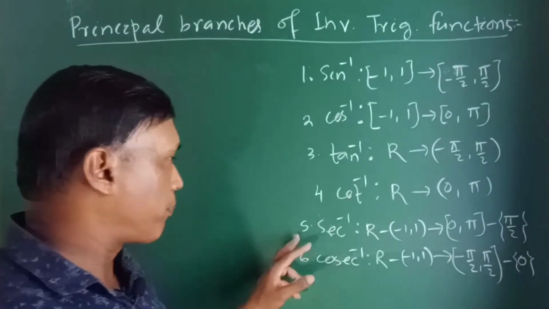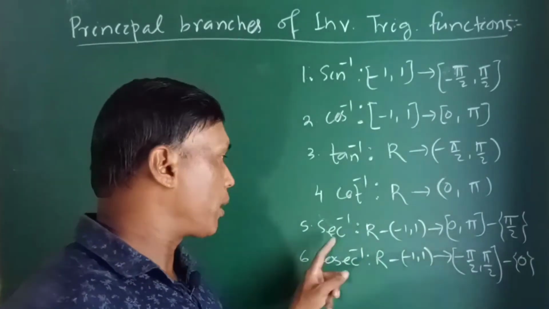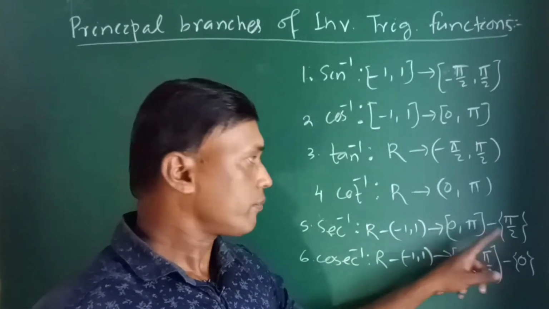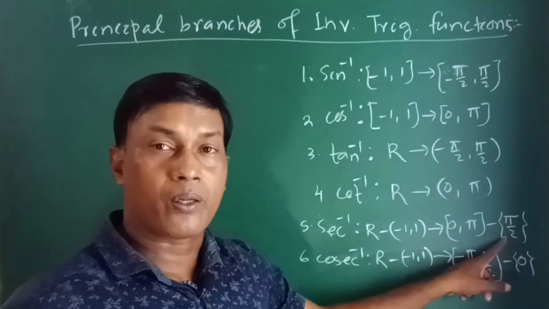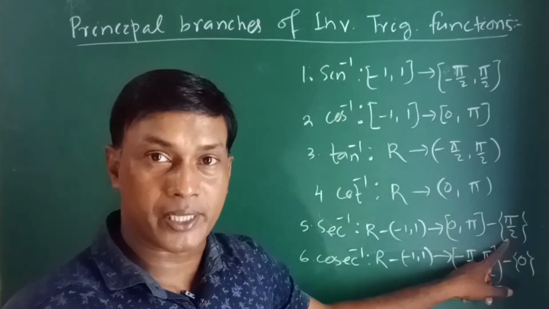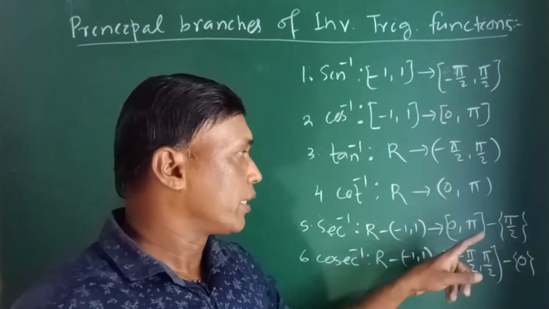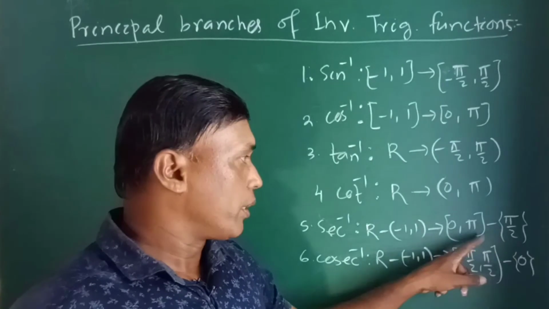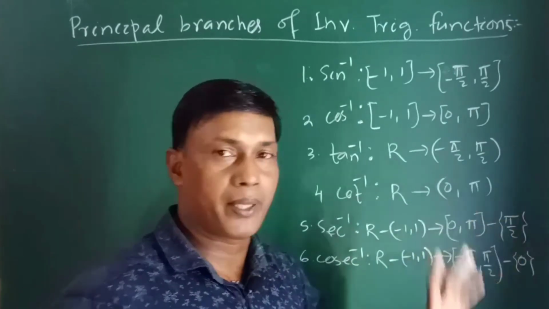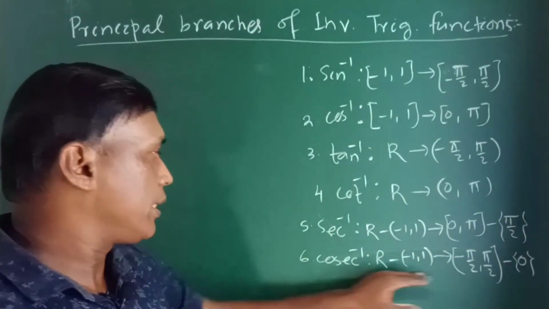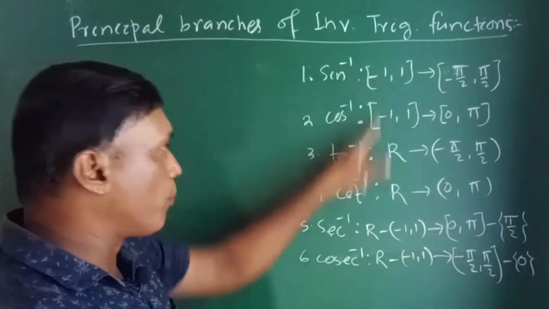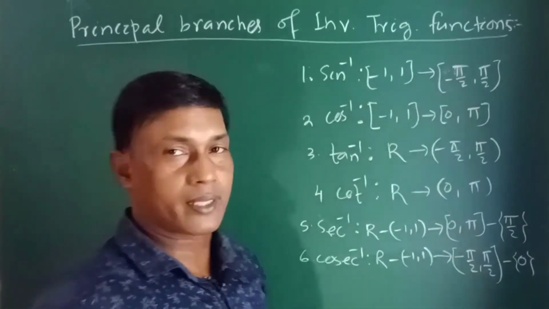That means in the principal branch, the range of sec inverse is 0 to pi but except pi by 2, because if x is pi by 2, cos 90 is 0, and if cos 90 is 0, then sec 90 does not exist. So for the sec function, x cannot be pi by 2. So if x cannot be pi by 2, then the principal branch is 0 to pi minus pi by 2. And similarly, this is the cosec inverse function. Here, these are the domains of the inverse functions and these are the ranges.